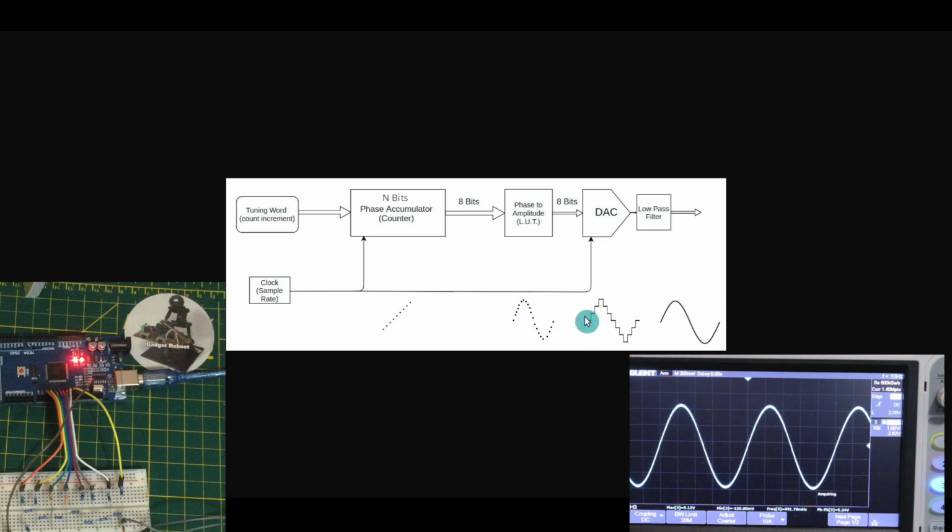The DAC turns those into voltage levels, so we generate an approximated version of the original waveform. And if we want to smooth this out, we can put it through a low-pass filter and generate a more familiar-looking sine wave. The system runs on a clock that causes the counter to increment as well as causes the DAC to convert a number into a voltage.